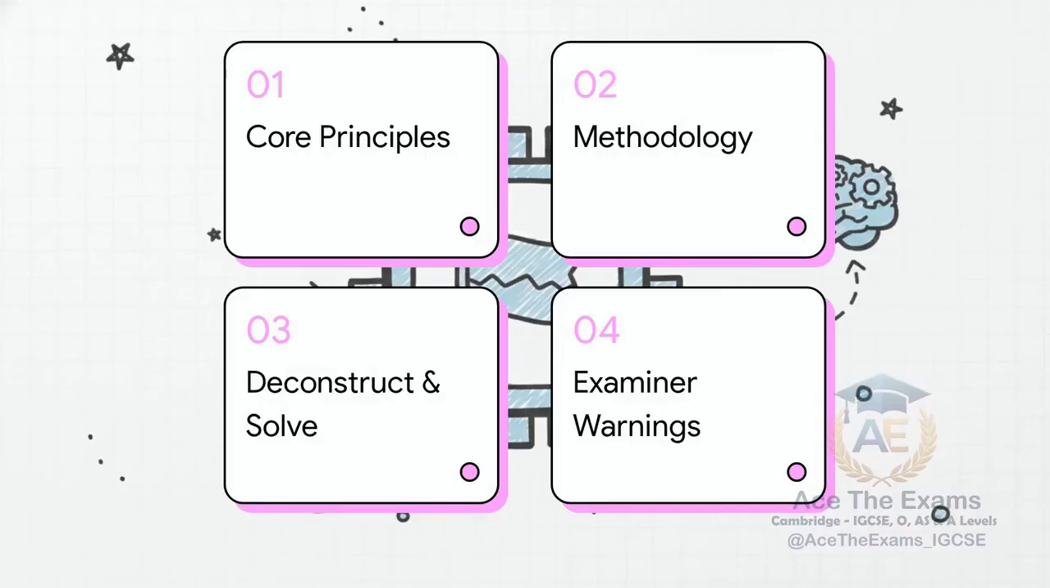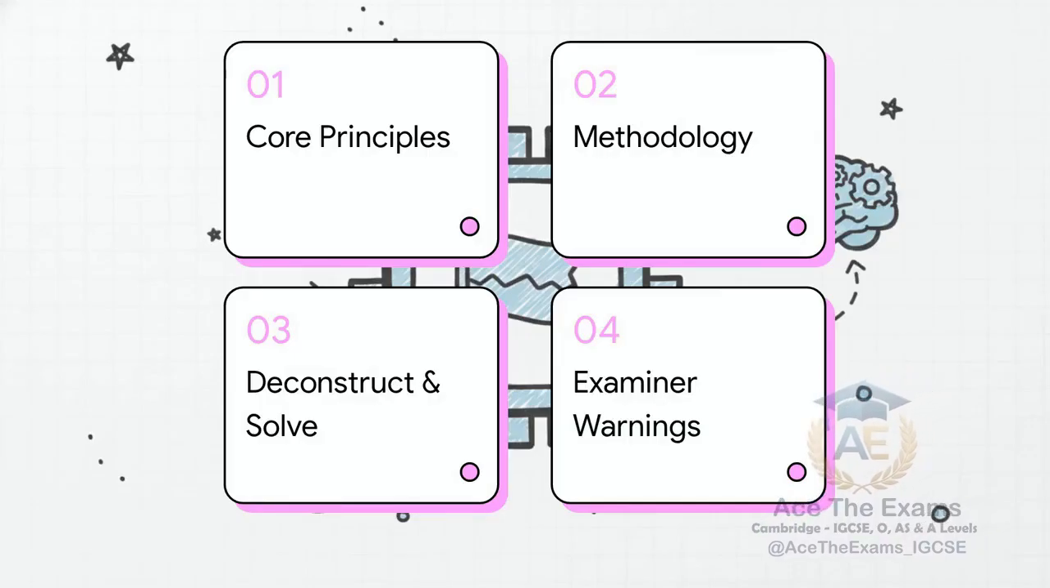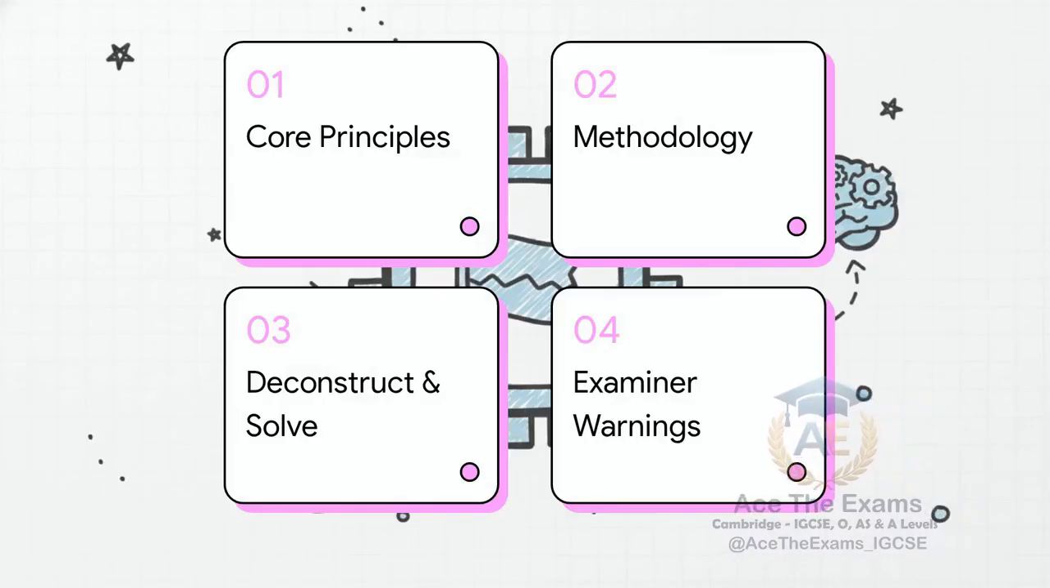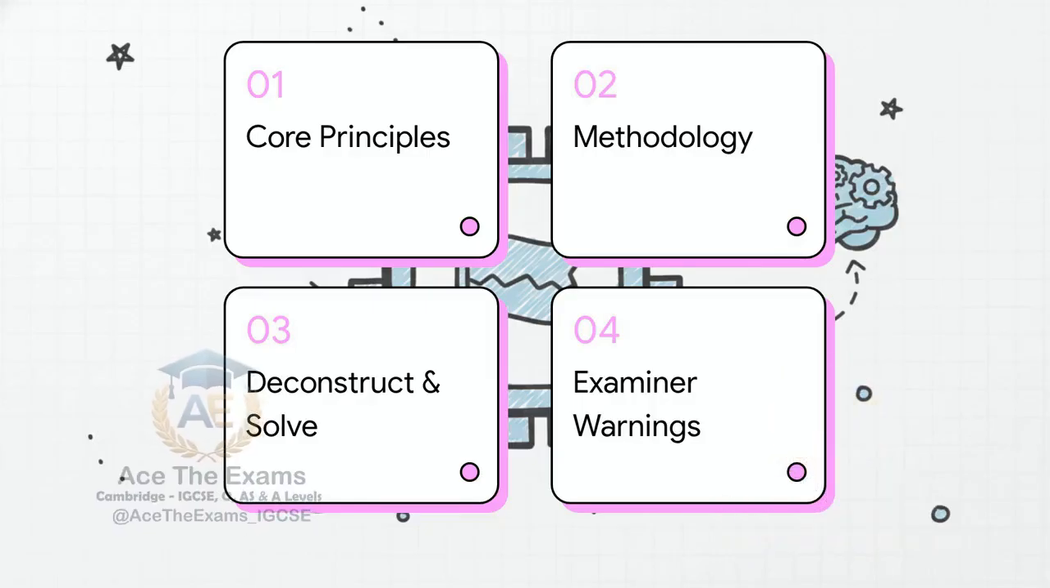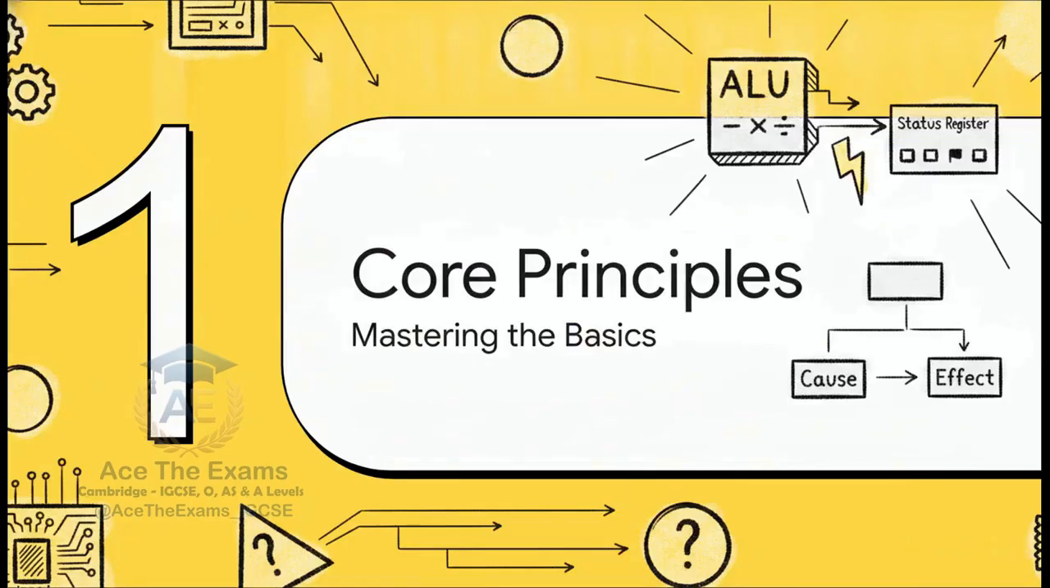All right, here's our roadmap for this session. First up, mastering core principles. Second, we'll dive into the method mark strategy. Third, we're going to run through the deconstruct, solve, evaluate loop. And finally, we'll wrap up with the absolute gold, top examiner warnings. Let's hit the gas. Section 1.